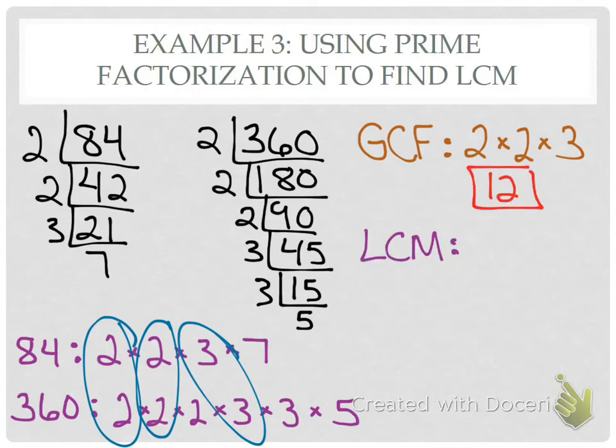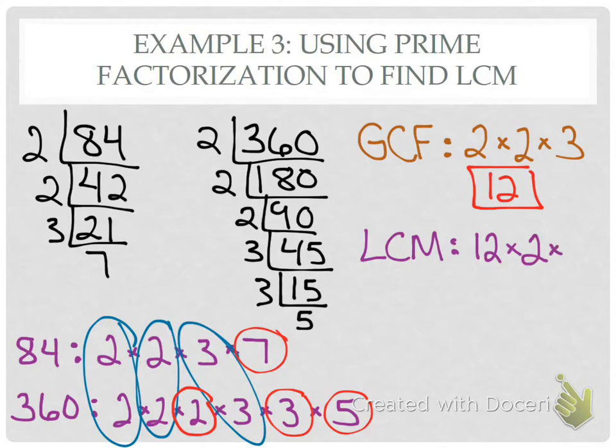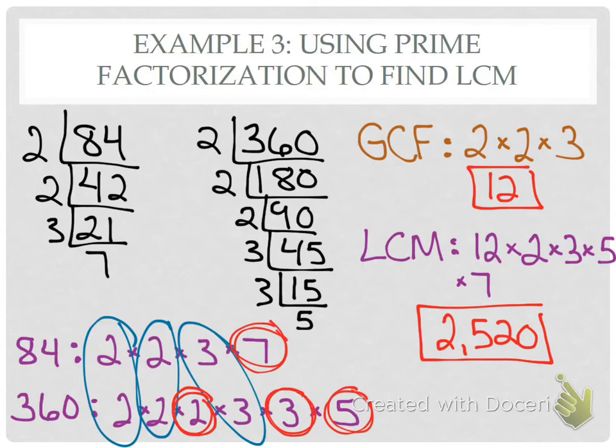So now we take the GCF and now we multiply in our leftover numbers. So look here where I have my prime factors listed. Which numbers did not get grouped? A 2, a 3, a 5, and a 7. So I'm going to come over to my LCM and I'm going to multiply in 2 times 3 times 5 times 7 to get my LCM of 2,520. Just one more step to find the LCM. That's it.